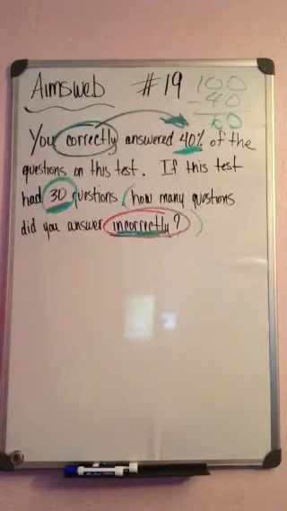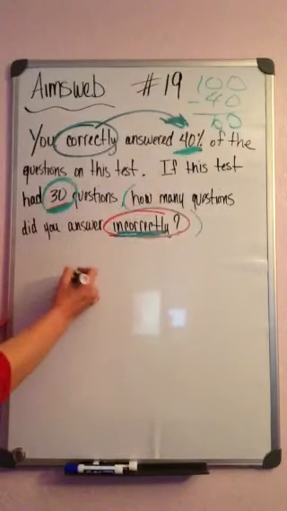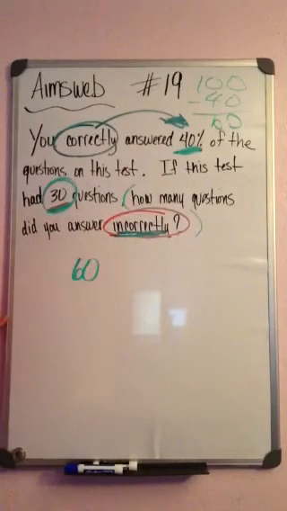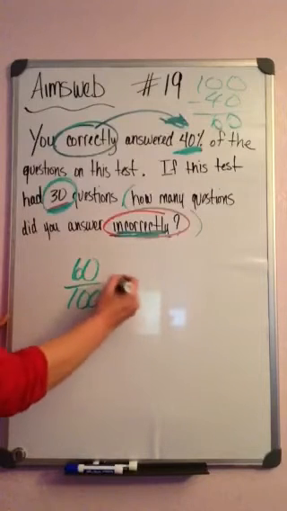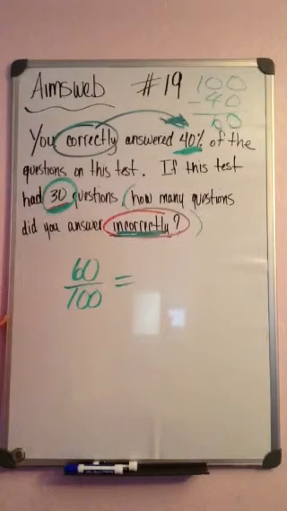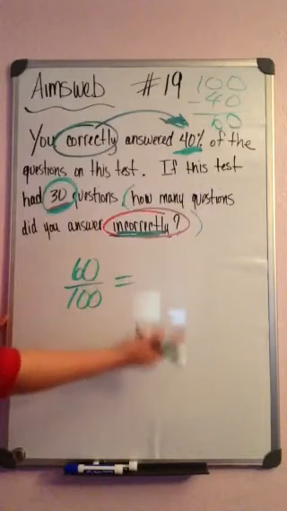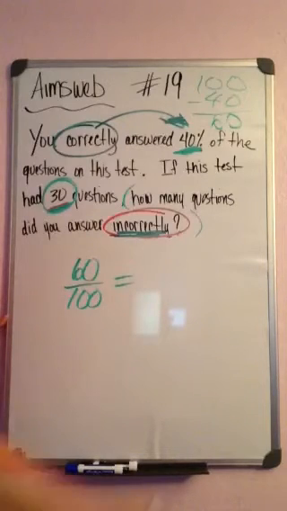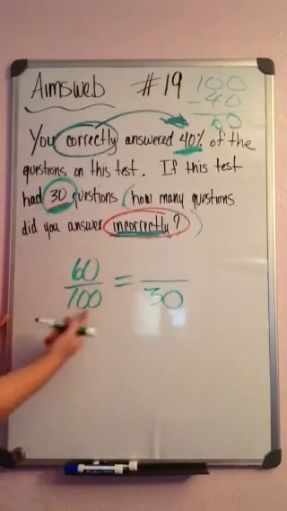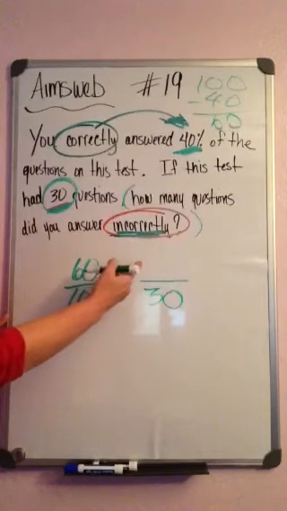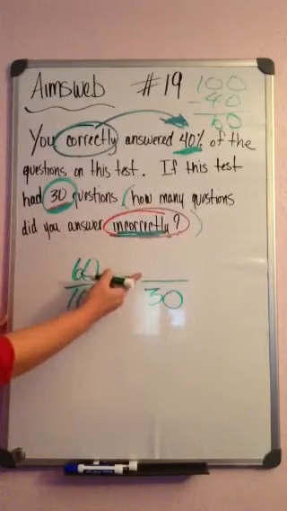Now, let's set this problem up. How do you think we're going to set it up? Many of you said a proportion. So if we have 60%, all percents are over what? 100. How many questions are on the test? 30. Is that the numerator or denominator? It is the denominator because it's the whole. The whole. We want the part, the incorrect part.